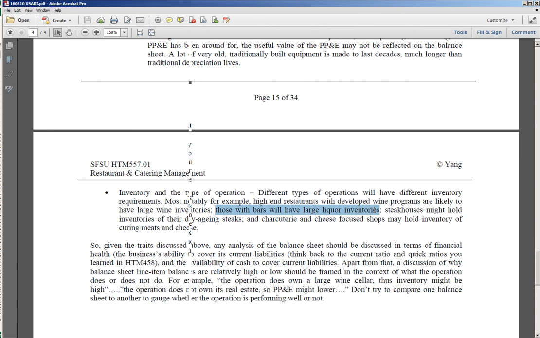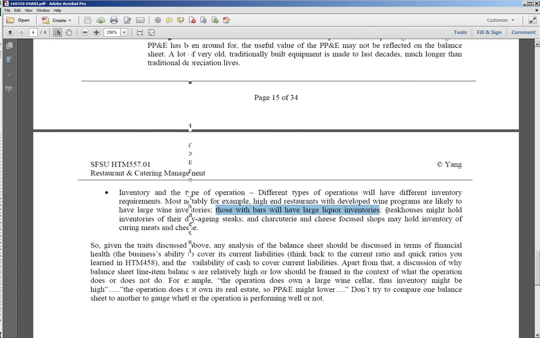Similarly, concepts with bars are going to have a stock of liquor in order to have a full bar. So you can also imagine the type of bar that you are. If you're a high-end scotch or whiskey bar, you're going to have some really expensive high-end scotches and whiskeys, which will also increase the value of your liquor inventory. So the proportion of assets held in inventory will also go up.